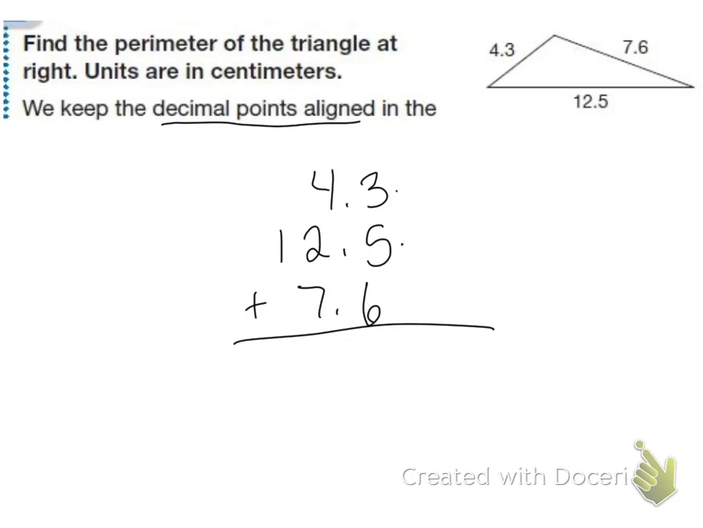3 plus 5 is 8, plus 6 is 14. Carry my 1. Drop the decimal point straight down. 1 plus 4 is 5, plus 2 is 7, plus 7 is 14. Carry the 1. 1 plus 1 is 2. So the perimeter of this triangle is 24.4 centimeters because it tells me that we're using centimeters.